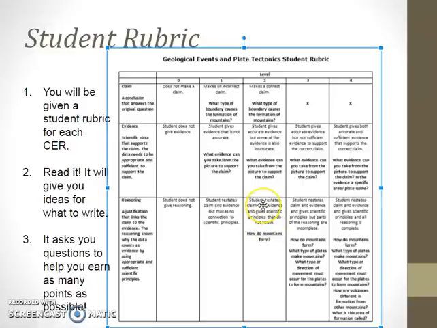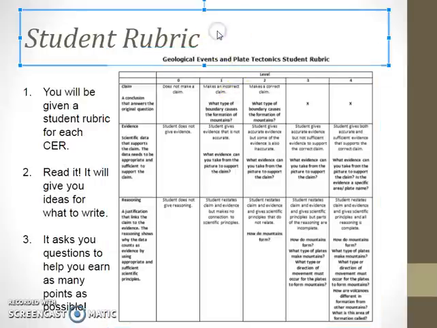So if you're just sitting there at the CER and you have no idea what to write and you're confused, read through this because down here it gives you some questions. And if you've answered them correctly, you'll get more points. So be sure to read through your student rubric when you get it.